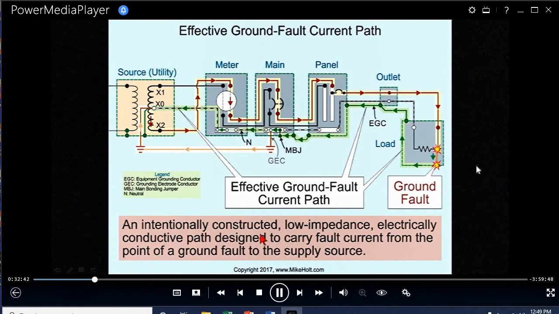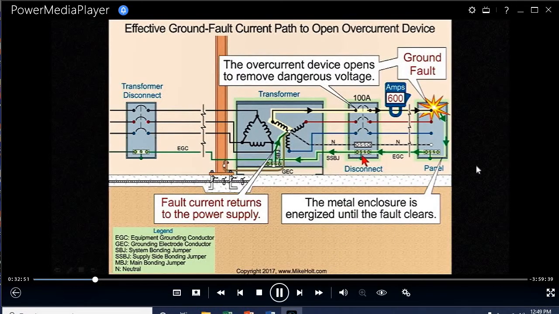Definition: an intentionally constructed, low impedance, electrically conductive path designed to carry fault current from the point of a ground fault to the supply source. So therefore, this is a supply side bonding jumper because it's taking it to the source, and the source is a secondary winding, not the primary side. If there was a fault in the primary, that's the purpose of the equipment grounding conductor right there. Right. Yep. I love these graphics.